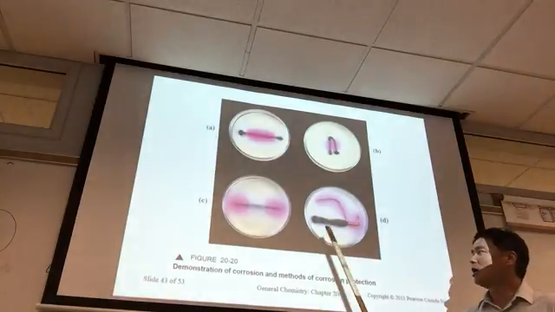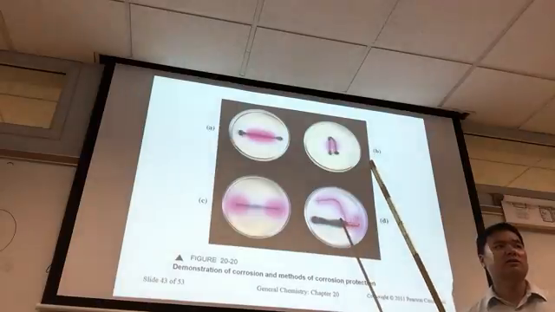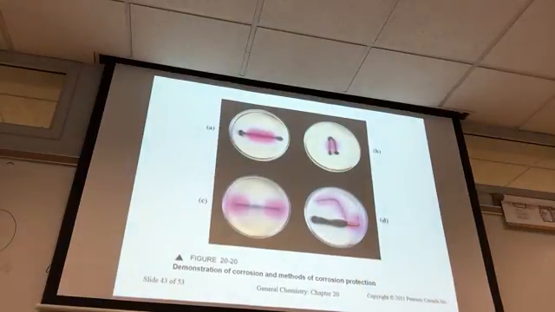Once the iron 2 hydroxide has been exposed to air, then air is going to oxidize iron 2 hydroxide to iron 3 oxide. And so eventually this green will convert into rust. But it just takes a little bit of time.